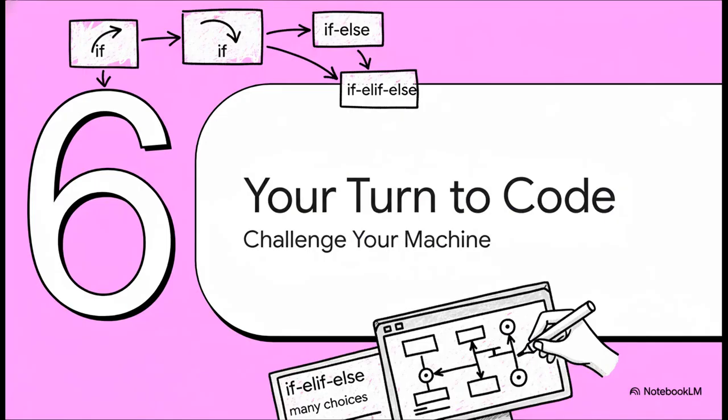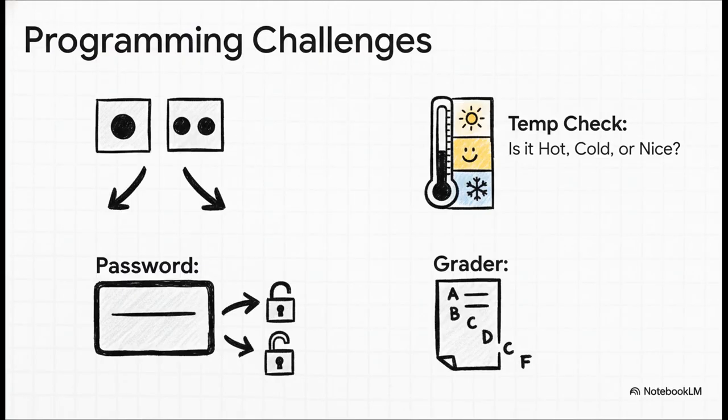Which brings us to our final section, your turn to code. You now have all the essential tools in your toolkit. You've got if for one choice, if else for two, and the mighty if elif else for handling a whole bunch. You are now officially ready to teach a machine how to make some pretty complex decisions. It's your turn to be the programmer. So here are a few missions for you and your newly intelligent machine.